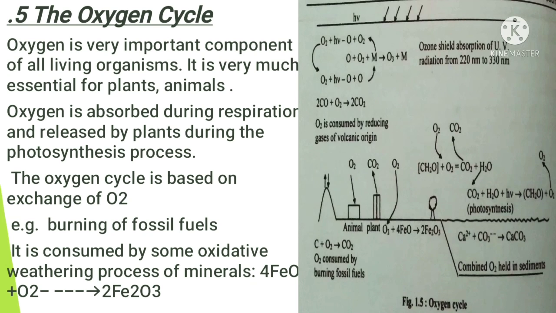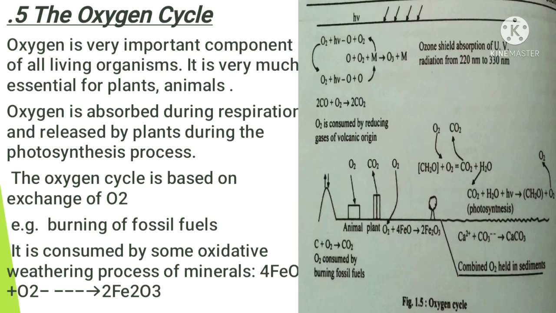So see in the flowchart or diagram, in the picture, we are able to see the oxygen cycle and how it is carried out. Oxygen is consumed by reducing gases of volcanic origin. Carbon monoxide, when it reacts with oxygen, gives carbon dioxide. Again, the ozone shield absorbs UV radiation from 220 nanometer to 330 nanometer.